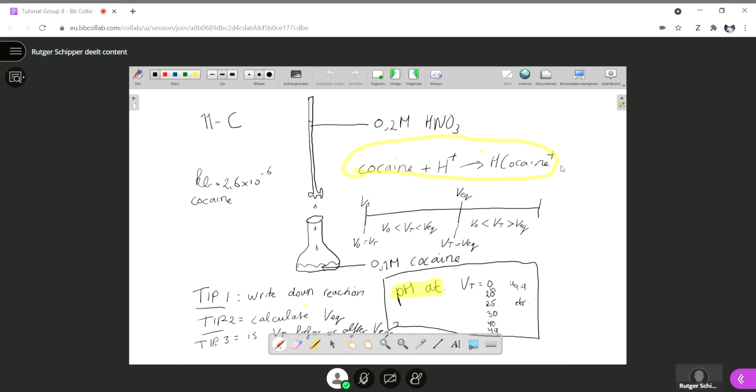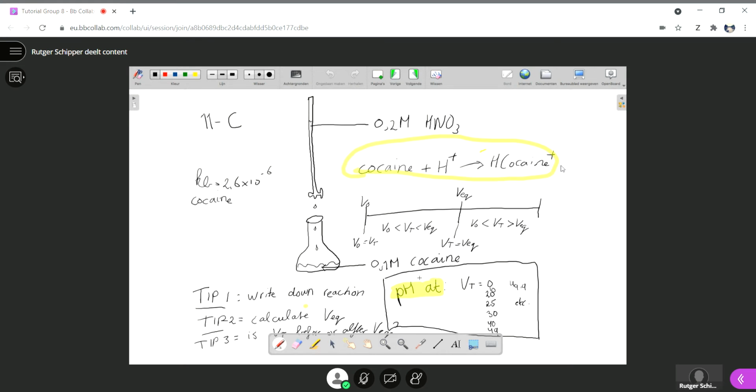Then the third tip is to figure out if your volume added to the system is before the titration happened, in between the start of the titration and before the equivalence point, like I wrote down here, whether it's the exact same amount as the equivalence point, or it's an excess amount, so it's after the equivalence point. And it's very important to realize that, because then you can clearly think about all of the molecules that are present at that part of the titration, right?